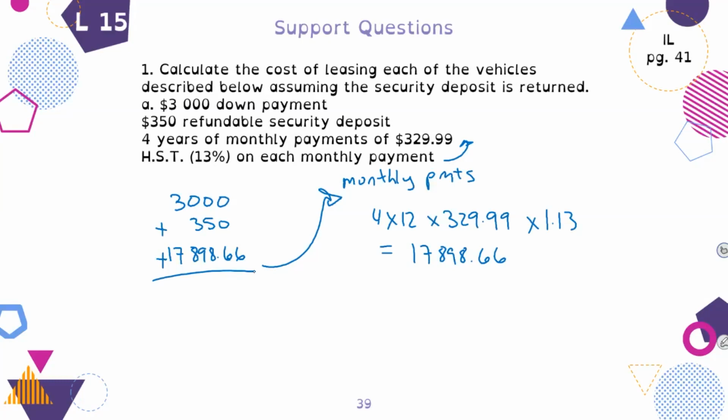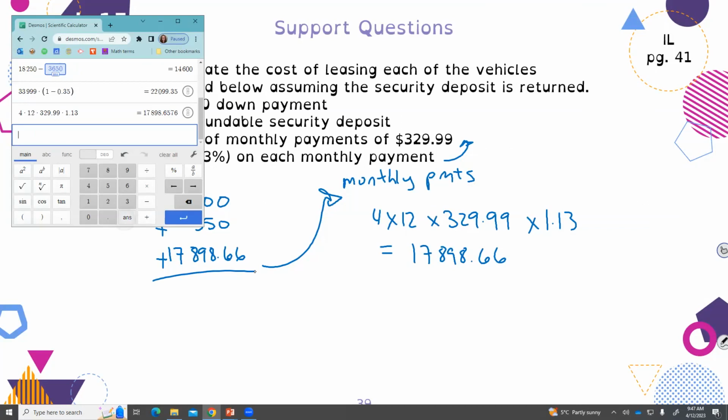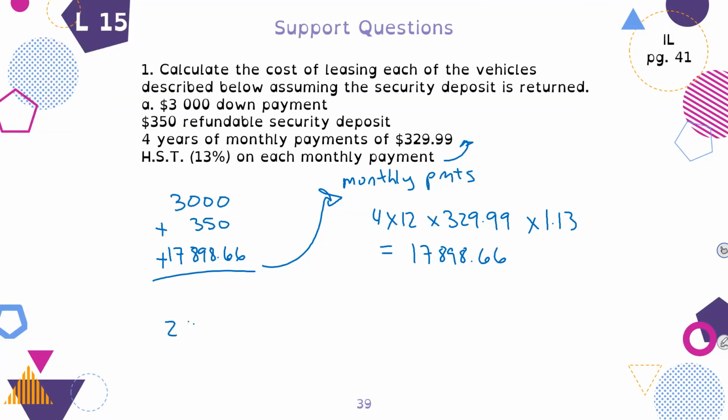So then we're going to add those with the down payment and the refundable security deposit. But if the security deposit is refundable, if you could get it back, then you can subtract it off because you get it back. So you're left with $20,898.66 because you subtracted that $350 refundable security deposit.